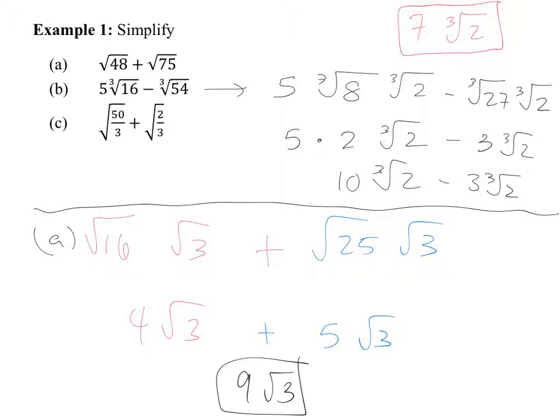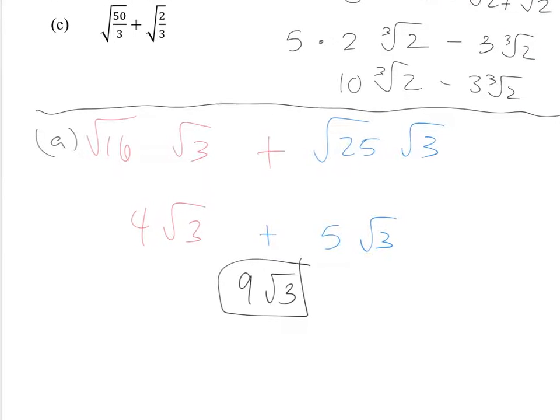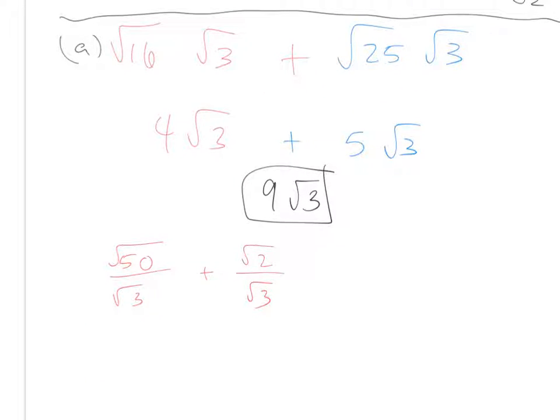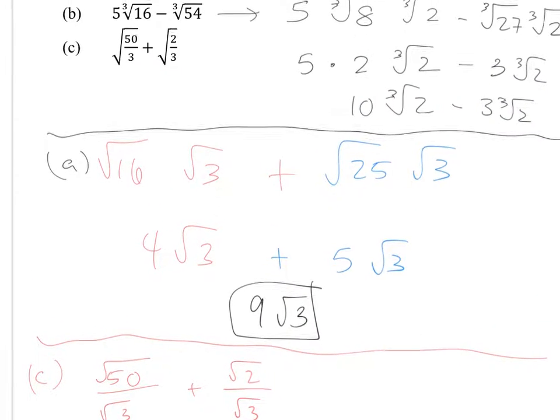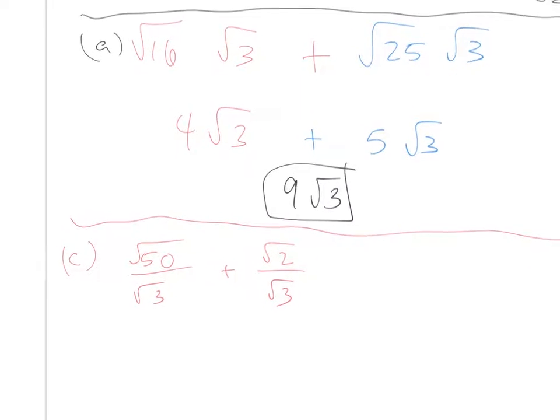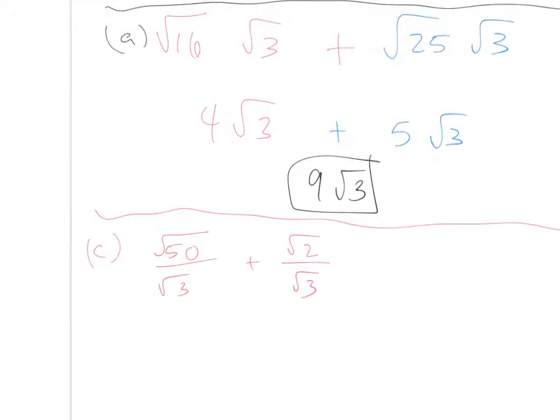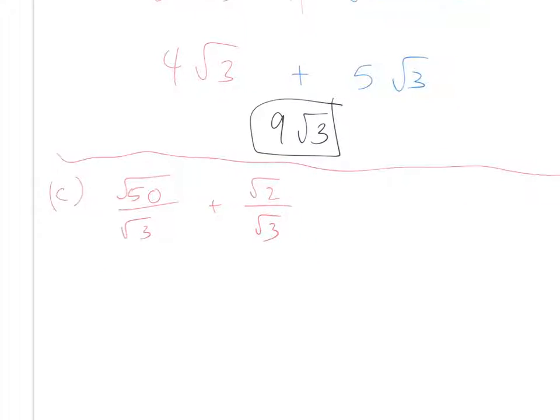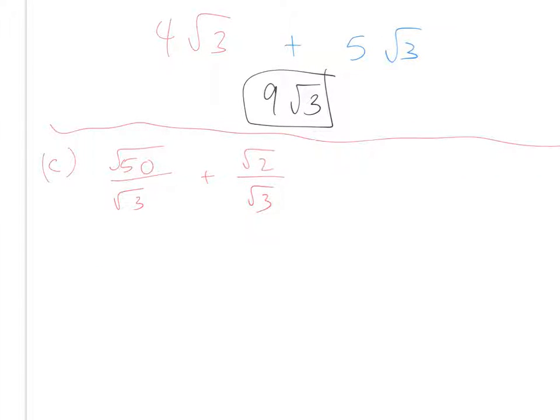How about part C? This is kind of a tricky one. It's not terrible, but it's a little bit tricky. 50 thirds plus 2 thirds. See what I did already? That's the first step I would take for a problem like this. I took the fractional radicand and I wrote it as the square root of something over the square root of something. I broke up the square root on purpose. Why might I have done that? What does that illustrate to me now?